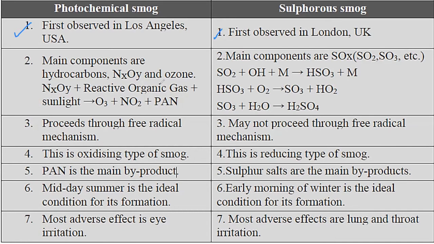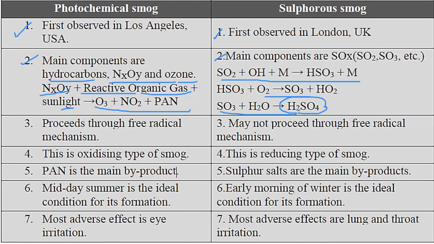Photochemical smog is also called Los Angeles smog. If we say Los Angeles smog, we will say London smog; if we say photochemical smog, we will say sulfur smog. Now, main components: we have already discussed in brief that oxides of nitrogen and ozone are the main components, along with a small amount of hydrocarbons. This is the reaction where oxides of nitrogen react with gases and sunlight to form ozone, NO2 and PAN. On the contrary, for sulfurous smog, we have seen how H2SO4 is formed by the reaction of SO3 and water. So this point is about the reactions and components.